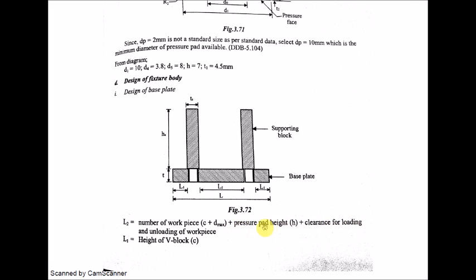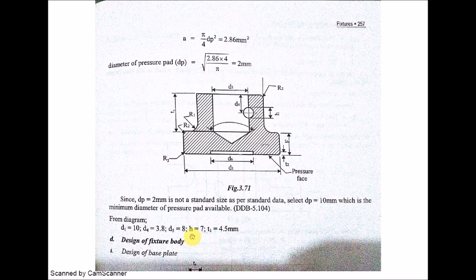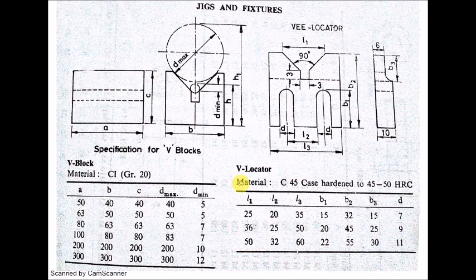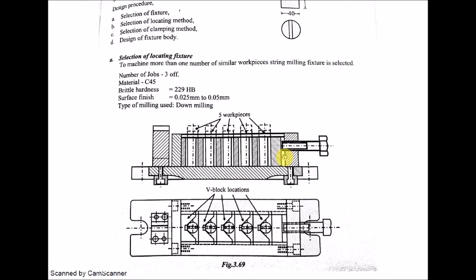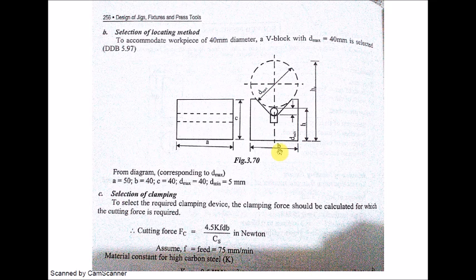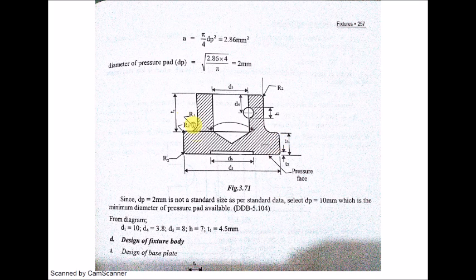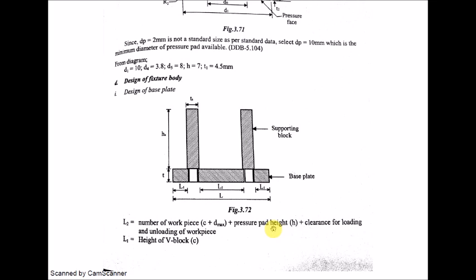So the pressure pad height H may be found from this diagram. So H is 7 mm from this pressure pad. Where does the pressure pad come? Pressure pad comes in this area, which we have already designed. This pressure pad screw clamp we have already spoken about in great detail while designing jigs, so I don't need to talk further on this screw clamp with pressure pad. So this height H is quite obvious. Okay, so pressure pad height H is equal to 7 mm, and a clearance for loading and unloading may be assumed.